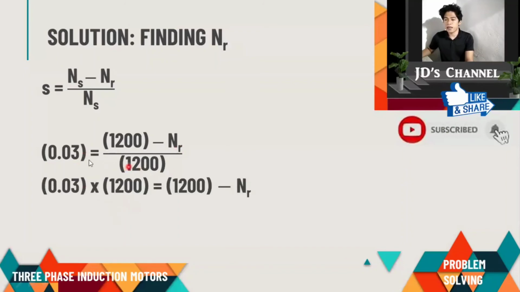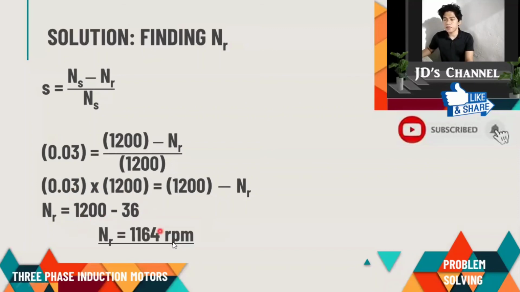Then we just manipulate it in getting NR. We move this up, so we multiply 0.03 and 1,200 RPM, which is equal to 1,200 minus NR. Then we transpose this to the other side so it is not negative. So NR is equal to 1,200 minus 36, where 36 is the result of 0.03 multiplied by 1,200 RPM, and the value of NR would be 1,164 RPM. So that is the value of our NR.